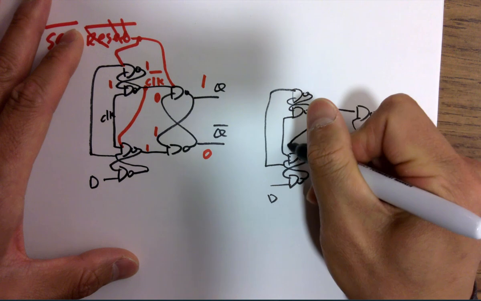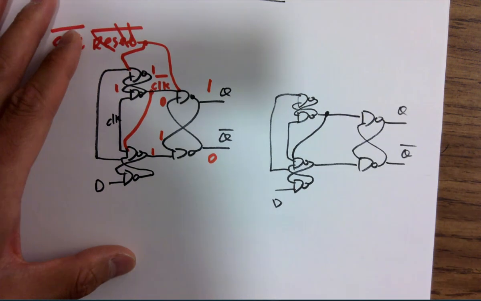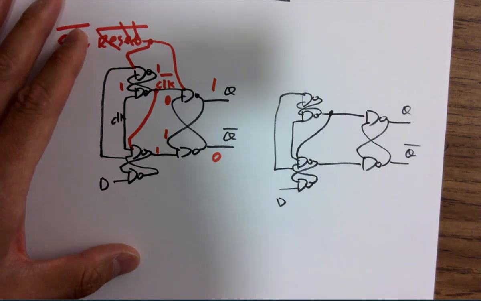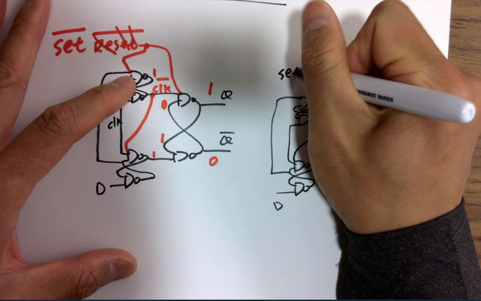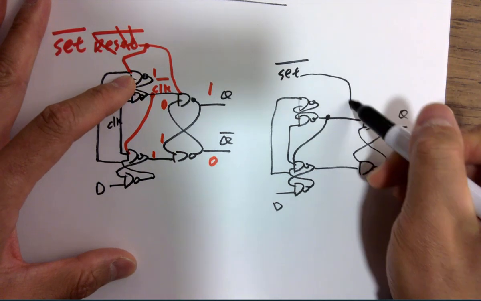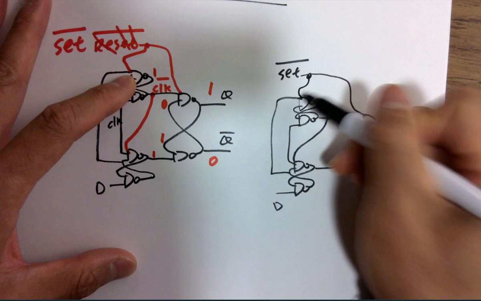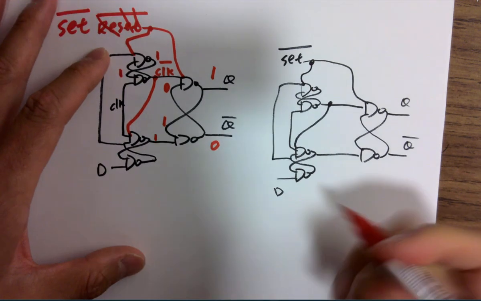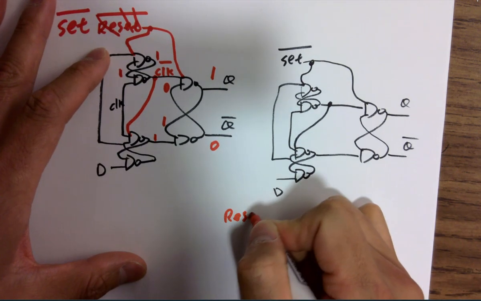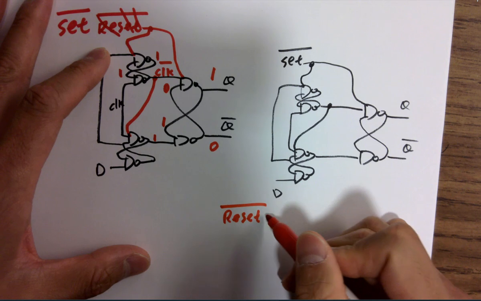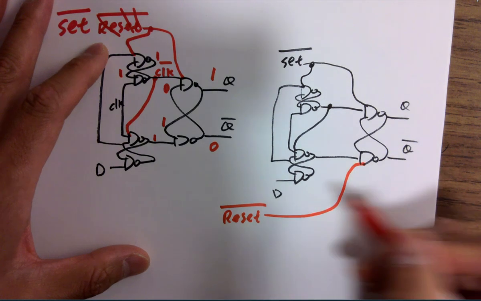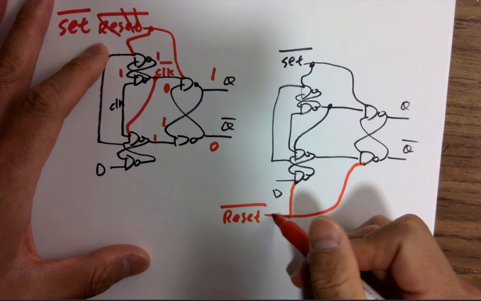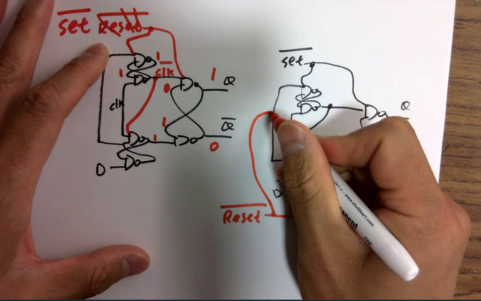Don't forget this line. And we already know that we have a set here. It's being sent to here and here. Now let's add a reset. Reset needs to be added here, here, and here.